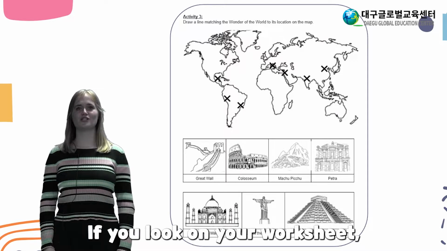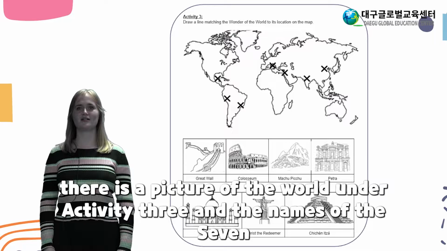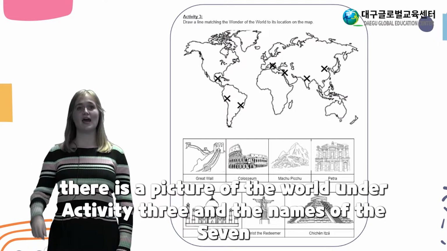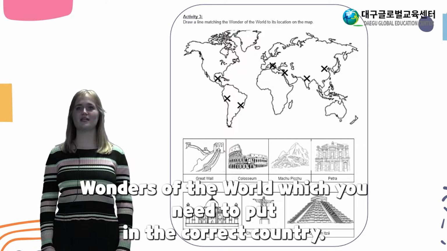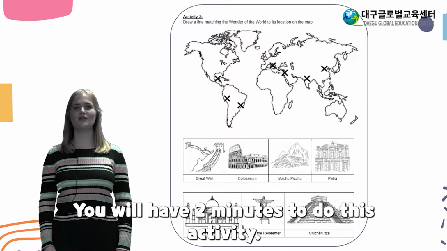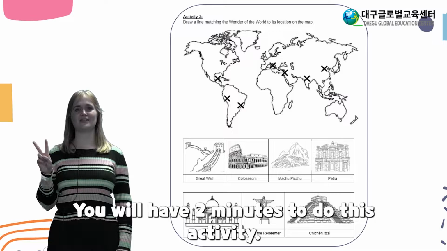If you look on your worksheet, there is a picture of the world under activity 3 and the names of the 7 wonders of the world, which you need to put in the correct country. You will have 2 minutes to do this activity.